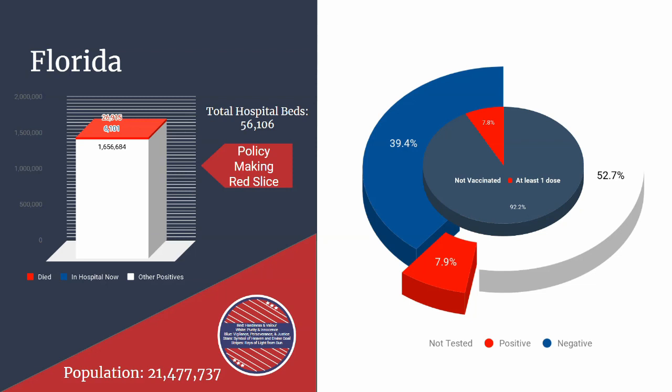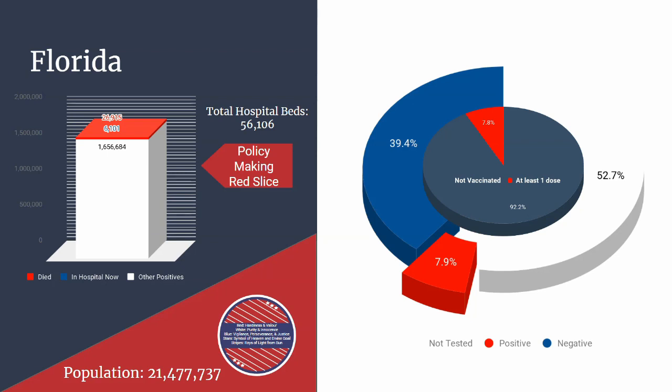They vaccinated 7.8% of their population. Their negative tests are at 39.4% with a positive rate of 7.9%. We would have expected that to be a little higher, given the circumstances of Florida. They've had 26,000 people die, with 6,100 in the hospital, 56,000 hospital beds.